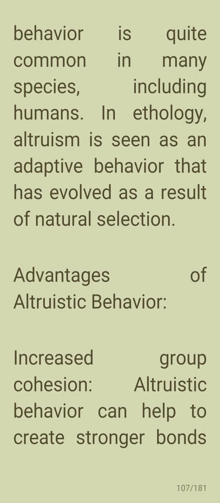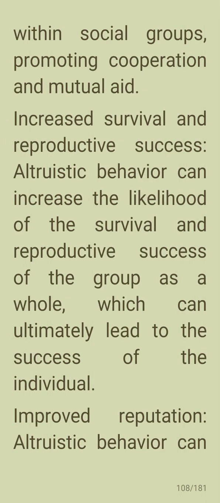Altruistic behavior is quite common in many species, including humans. In ethology, altruism is seen as an adaptive behavior that has evolved as a result of natural selection. Advantages of altruistic behavior: increased group cohesion. Altruistic behavior can help to create stronger bonds within social groups, promoting cooperation and mutual aid. Increased survival and reproductive success: altruistic behavior can increase the likelihood of the survival and reproductive success of the group as a whole, which can ultimately lead to the success of the individual.